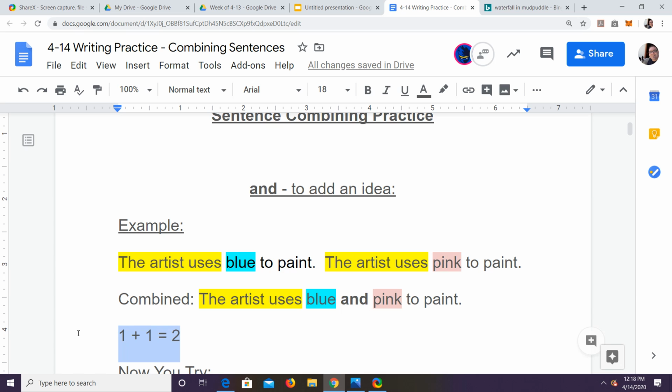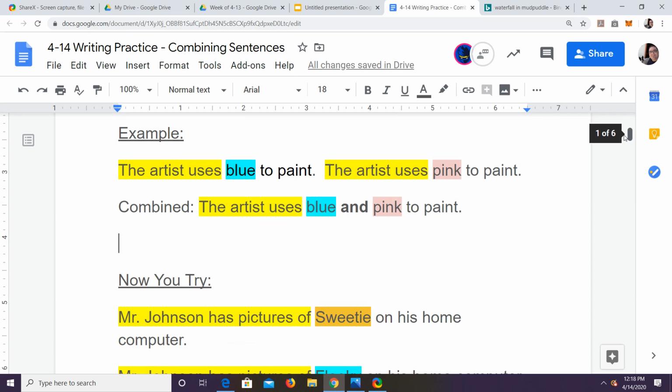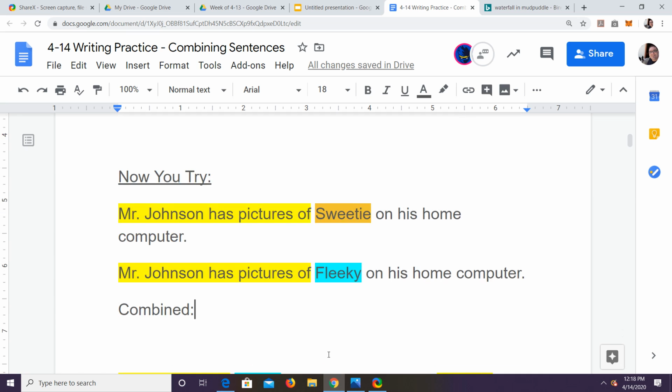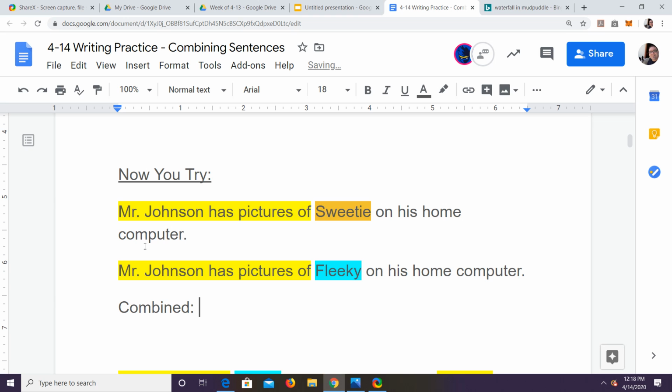All right, so this is not the example in your worksheet in my classroom, but this is what we're going to practice. So as I showed you, I had the pictures of Sweetie on my home computer. And then it says Mr. Johnson has pictures of Fleeky on his home computer. So how would you combine those sentences?